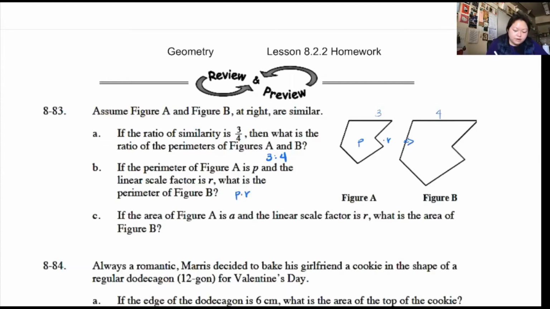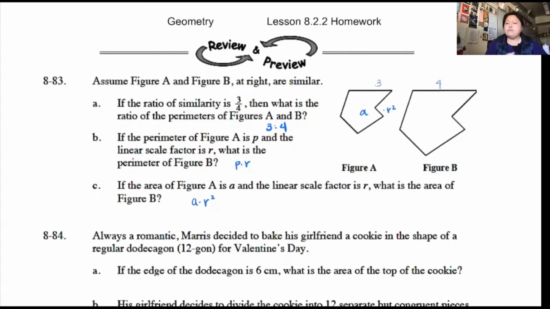If the area of figure A is A, okay, so if figure area is A, and the linear scale factor is R, what is the area of figure B? Now, if it's comparing the area, you need to take the scale factor and square it. So you got to square the scale factor and then use that to figure out the area of figure B. So then the area will be A times the scale factor squared, and that will be the area of figure B. It's very abstract, meaning there's no number, so it's a little harder to see.